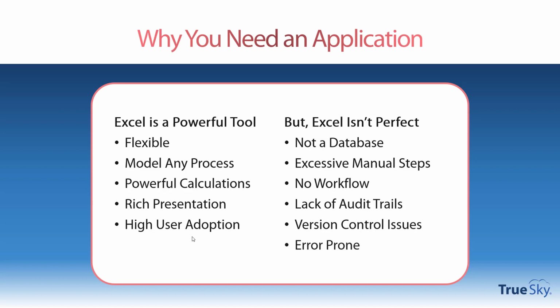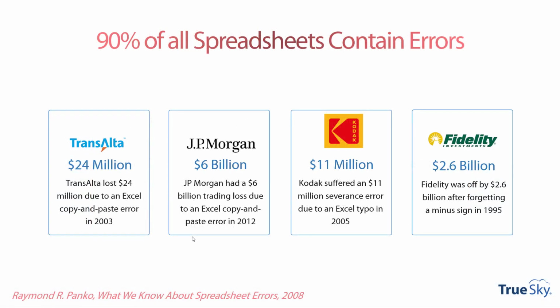And unfortunately, Excel is very error prone. In fact, studies have shown that 90% of all spreadsheets contain some form of errors. Now, hopefully your errors aren't the size of what happened to J.P. Morgan, who lost $6 billion because of a copy-paste error, or that Fidelity was off by $2.6 billion because of a missed minus sign, right? But odds are your spreadsheets have some form of errors in there as well.